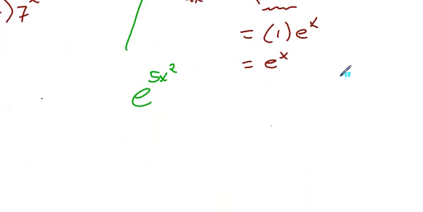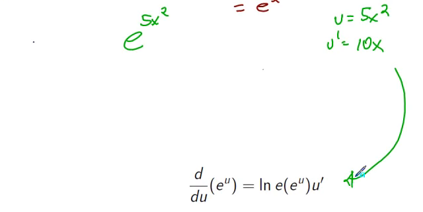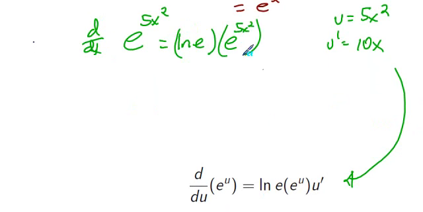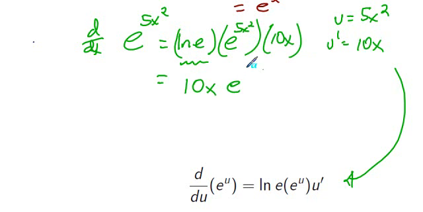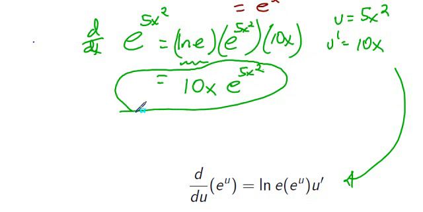But if I say, alright, my u value here is going to be 5x squared, and then u prime, using the constant multiplier and power rule, is going to end up being 10x. I can now apply this rule down here. So my derivative is going to be, according to this rule, ln of e times the function as it is, which is e to the 5x squared, times u prime, and u prime in this case is 10x. And obviously this piece becomes 1. I can move the 10x out in front, so it leaves me with 10x times e to the 5x squared.